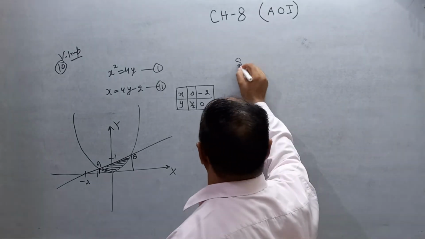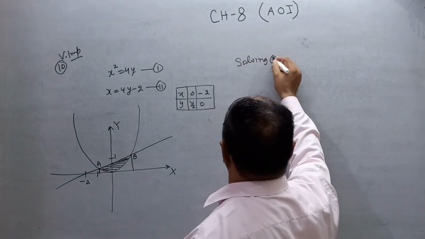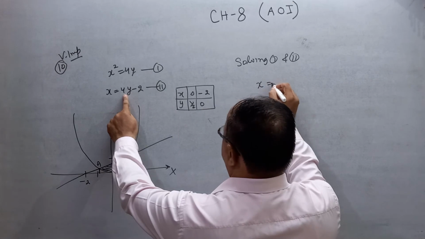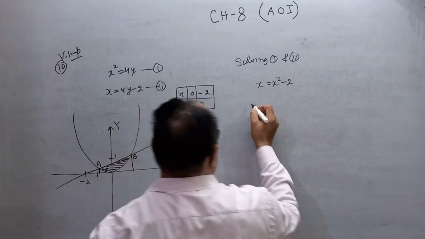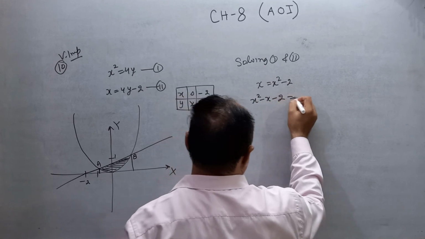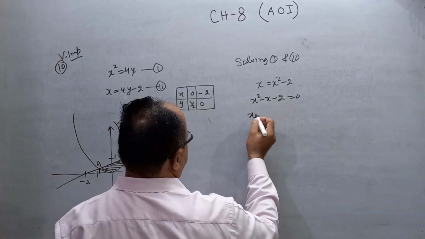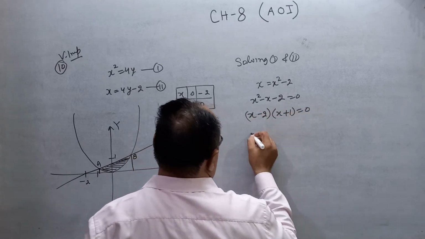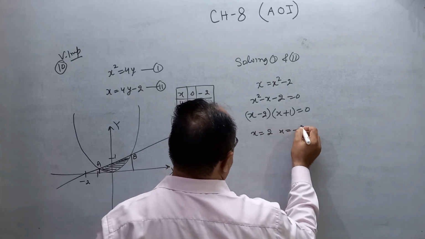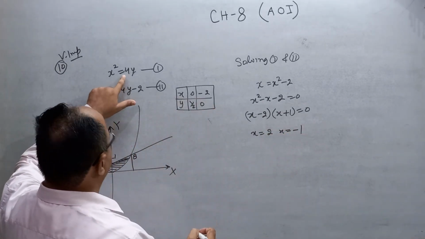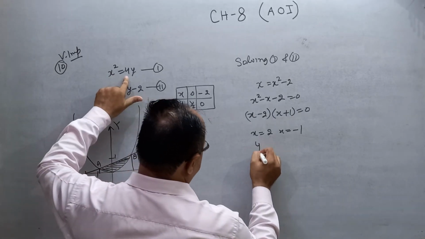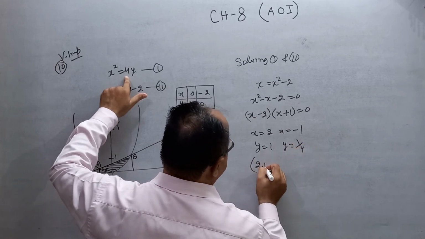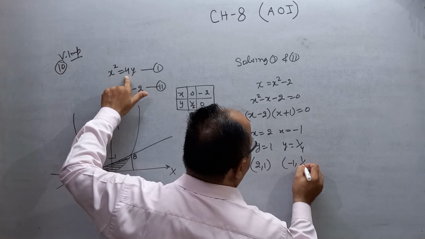Solving 1 and 2, put the value of 4y here: x is equal to x square minus 2, therefore x square minus x minus 2 is equal to 0. Split the middle term, product 2 and difference 1, that is 2 and 1. The value of x is 2 and the value of x is minus 1. When you put x as 2, 2 square is 4, so y is equal to 1. And when x is minus 1, y is 1 by 4. Therefore, there are two coordinates, 2, 1 and minus 1, 1 by 4.